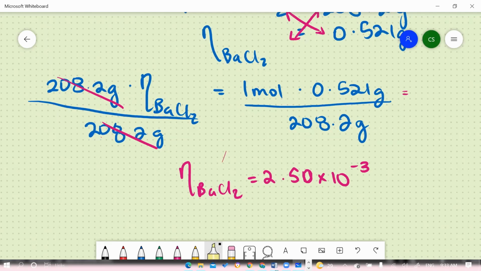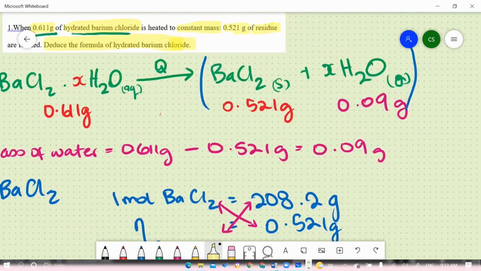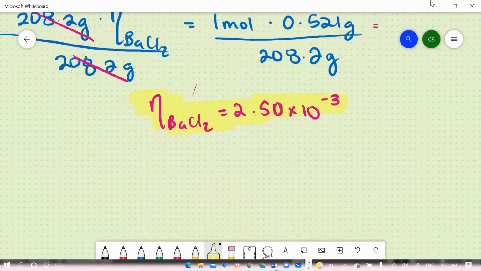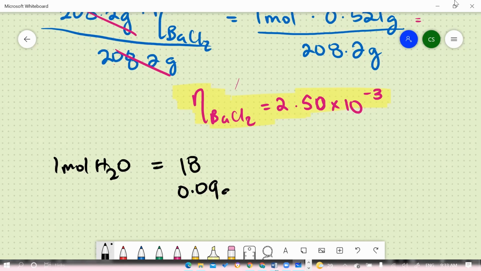Let me just put a highlight here so I can find it easily when we need it. Now, the mass of water was 0.09 grams. So how many moles would that be? Basically 1 mole of water, H2O, is equal to what? 18 grams. Very good.